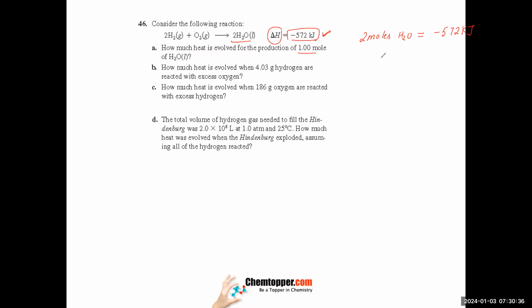Half of this, right? So you can do dimensional analysis like this: 1.00 moles of water, and plug in this ratio: minus 572 kilojoules over 2 moles of water, and that will be the answer. So A part is done.